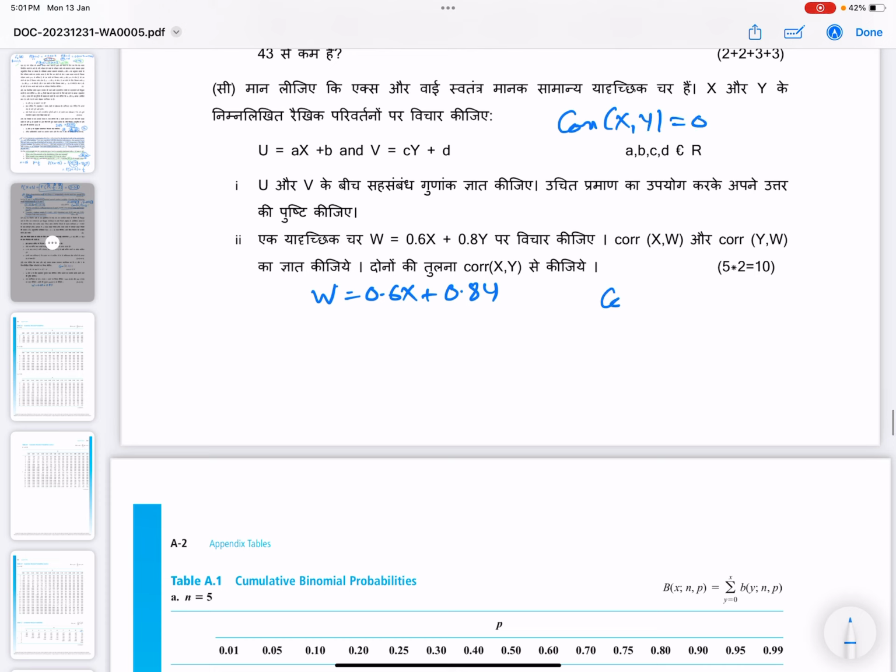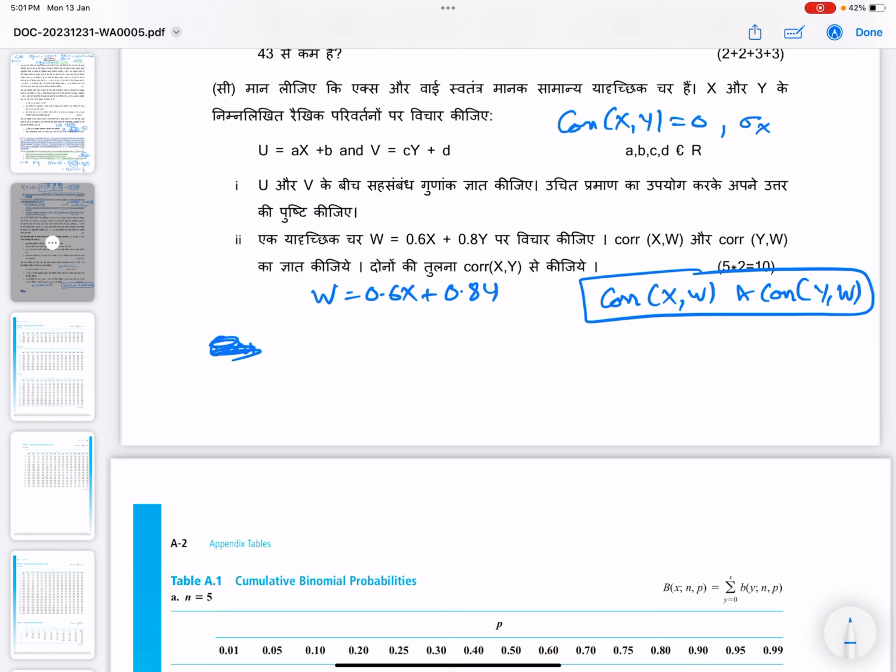Now we are supposed to find correlation XW and correlation YW. So we already know that correlation XY is 0 and sigma x square equals 1, sigma y square equals 1.